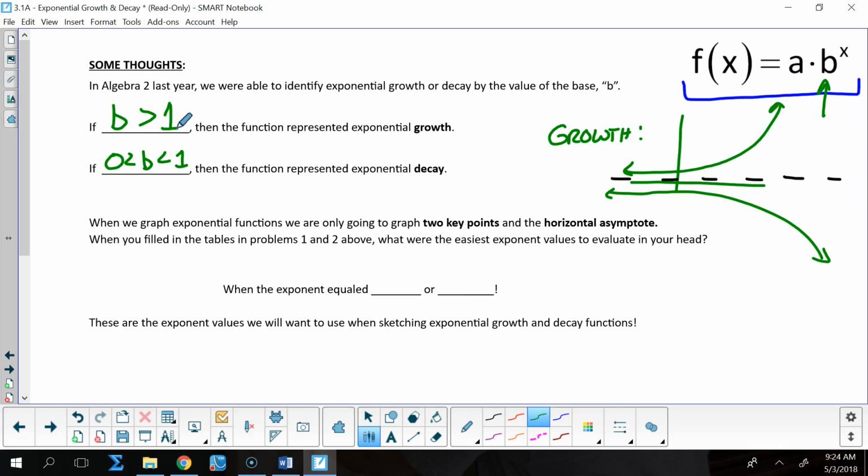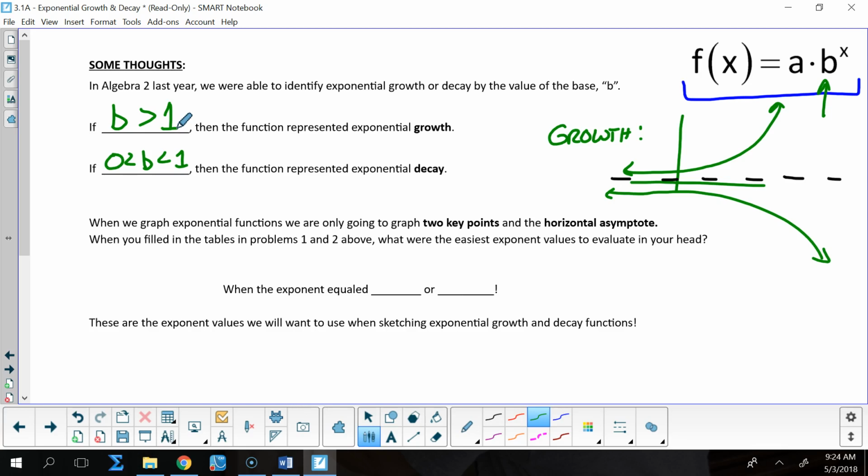In this general form, a times b to the x power, b cannot be 0, b cannot be 1, and b cannot be negative. Okay? Because those don't make it work. Okay? They don't make functions. Okay? Well, two of them make functions. One of them just keeps flippity flopping, and it's weird. Okay? So we have that. Okay?